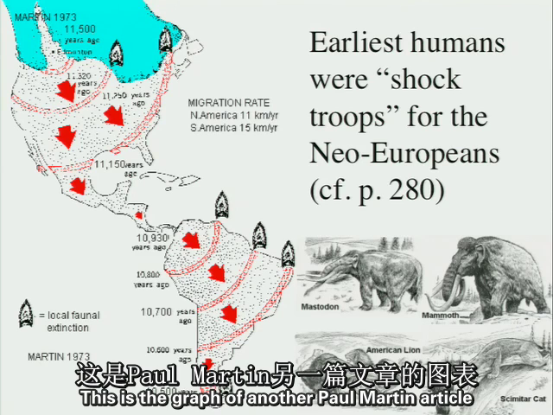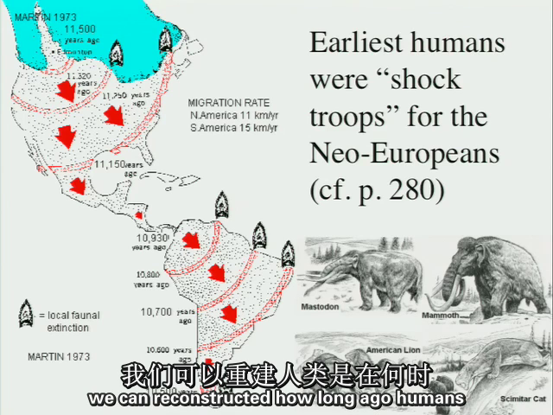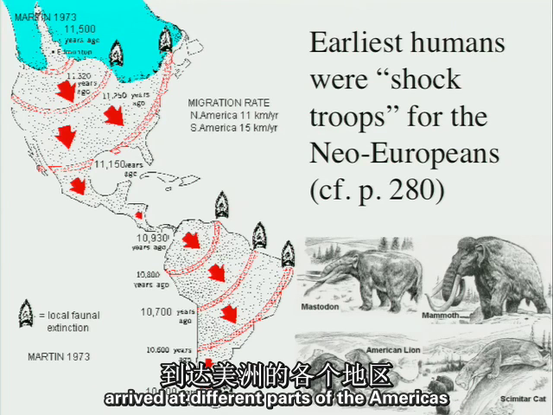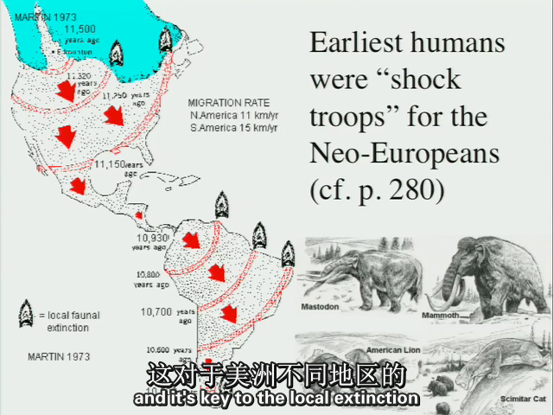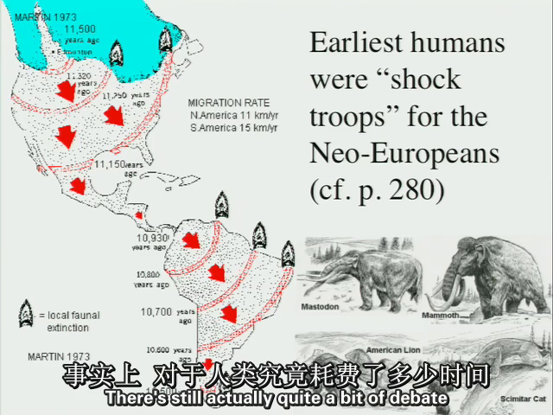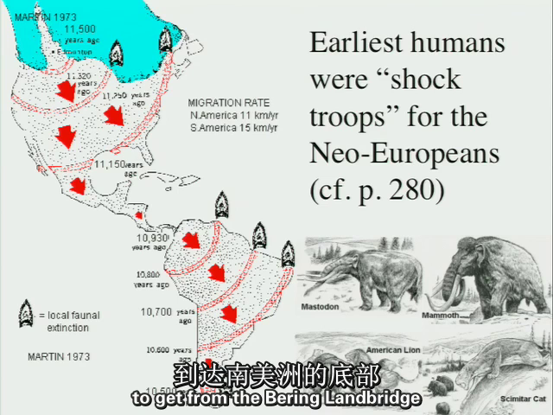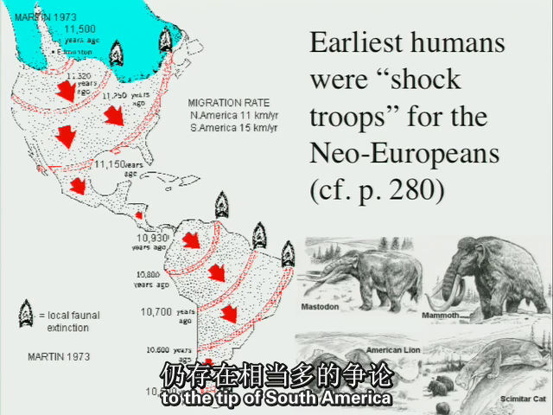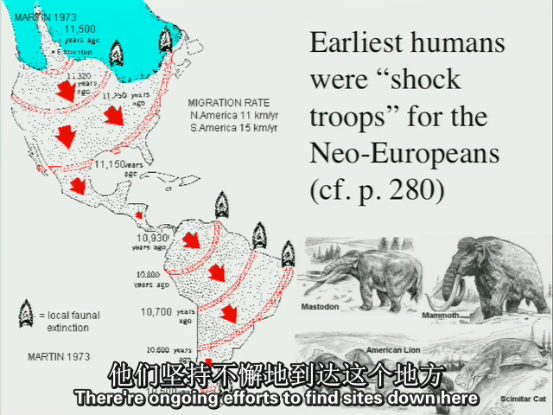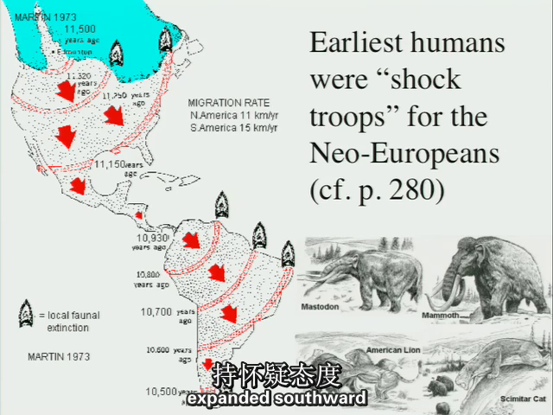This is a graph from another Paul Martin article giving you a sense of, as best we can reconstruct it, how long ago humans arrived at different parts of the Americas. And it's keyed to the local extinction of fauna in different parts of the Americas. There's still actually quite a bit of debate about exactly how long it took humans to get from the Bering Land Bridge to the tip of South America. And there's ongoing efforts to find sites down here that might be significantly older and cast doubt on this notion that they sort of expanded southward.